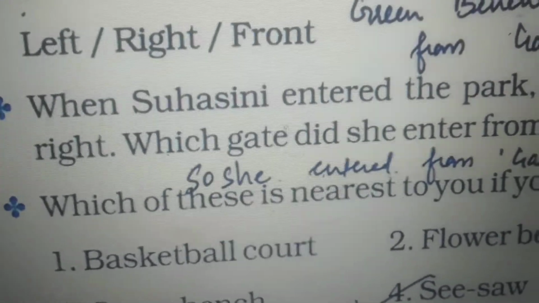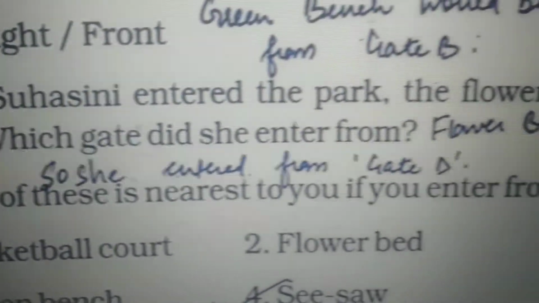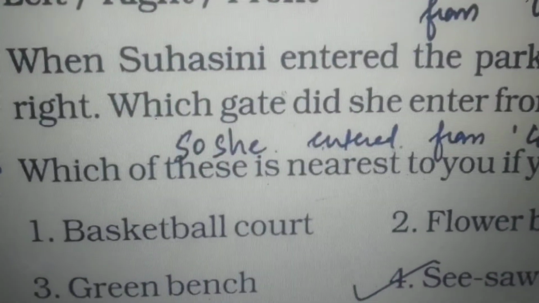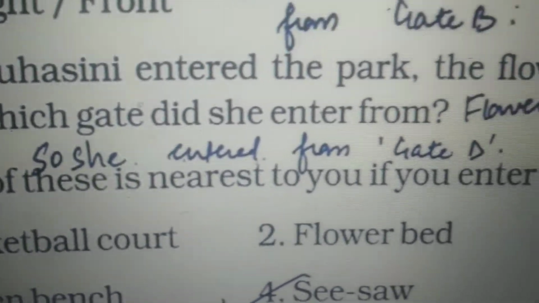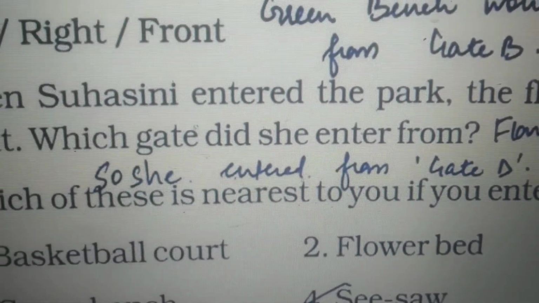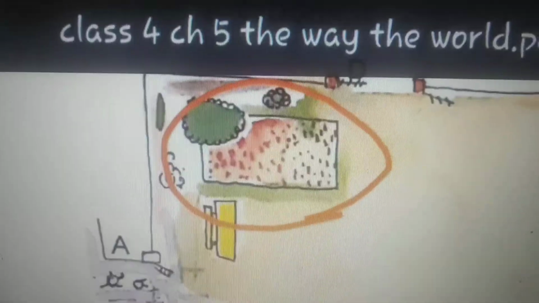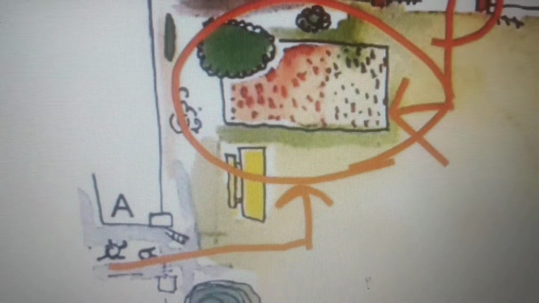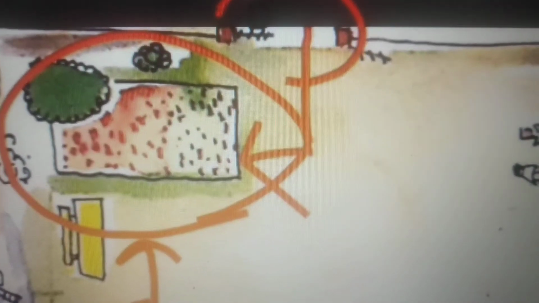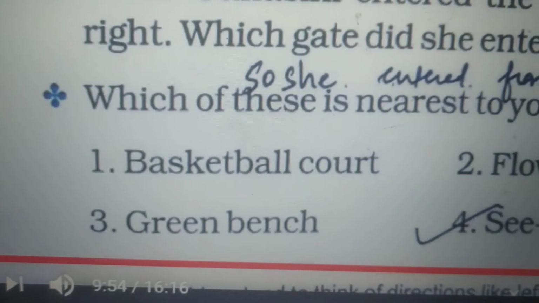Next question. When Suhasini entered the park, the flower bed was to her right. Which gate did she enter from? From which gate should Suhasini enter so that the flower bed is on her right side? This is the flower bed. Students, if Suhasini is entering from gate A, the flower bed will be on the left side. But if she is entering from gate D, the flower bed is on the right side. So the correct answer is gate D.